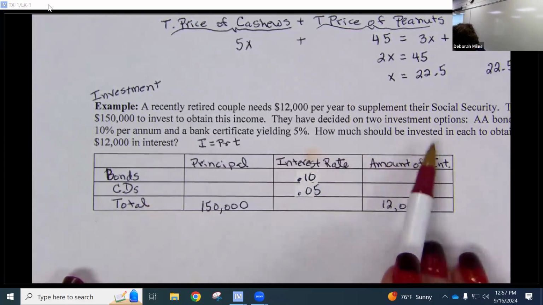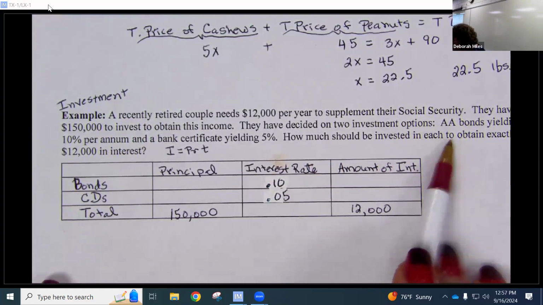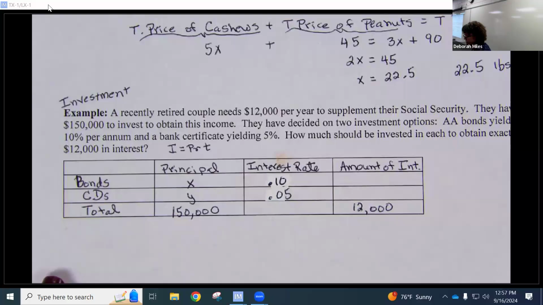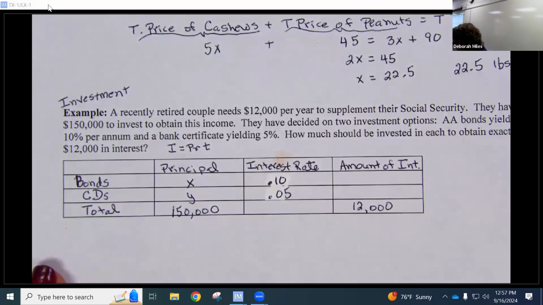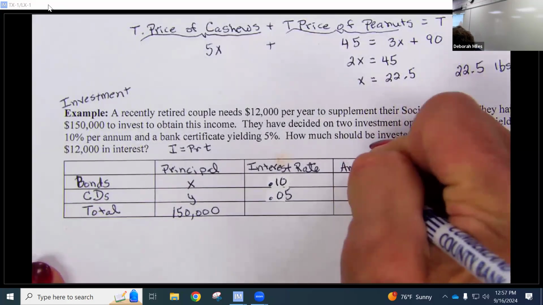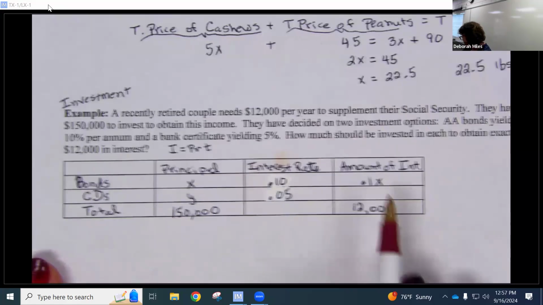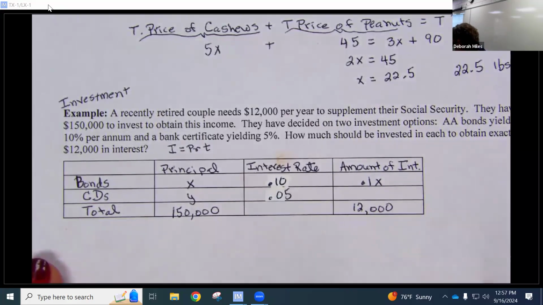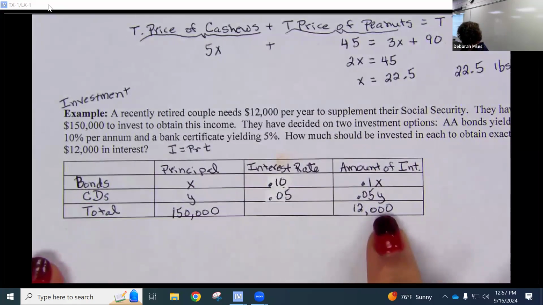So here I'm looking for two things. It makes sense to use two variables. How much should be invested in each? It makes sense to use X and Y if I'm looking for two things. I'm just going to multiply straight across. The interest from my bonds is 0.10, or just 0.1, times however much money I put in that account. The interest from CDs is 0.05 times how much money I put in that account.